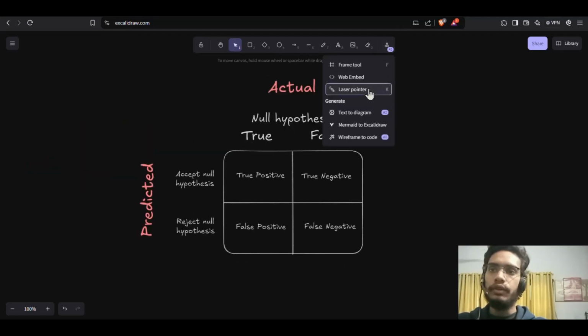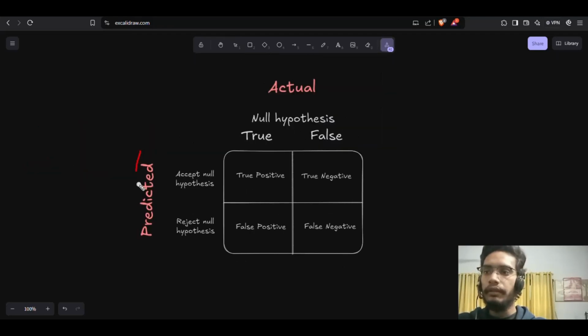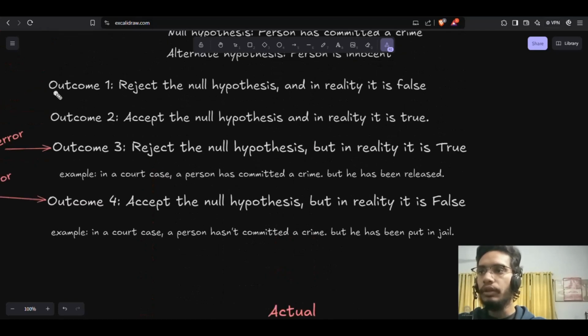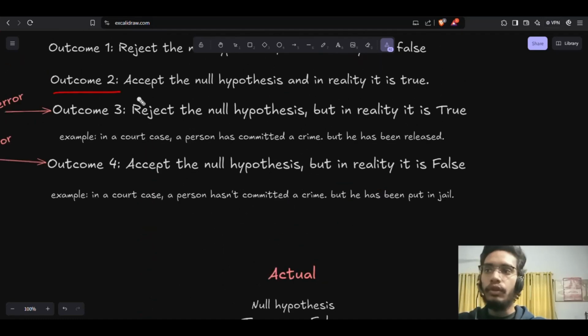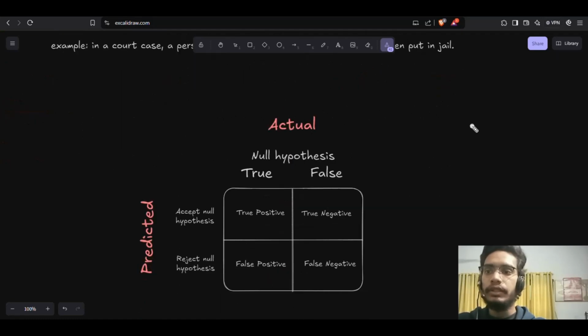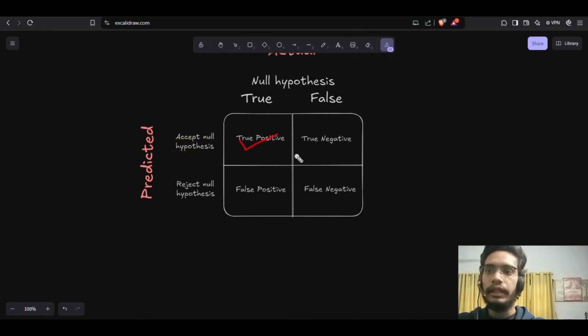All right. So in our confusion matrix, I have the predicted or hypothesis values, that is, accept null hypothesis and reject null hypothesis. And there are actual values, which is whether the null hypothesis is actually true or false, right? So according to our outcome number one, we reject the null hypothesis and in reality it is false. And outcome number two, we accept the null hypothesis and in reality it is true.